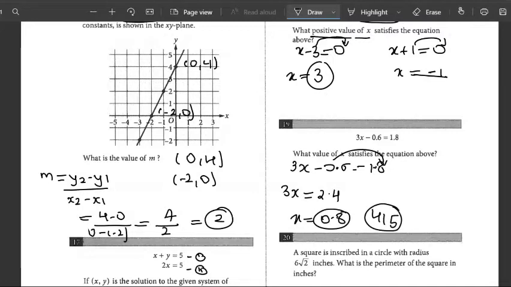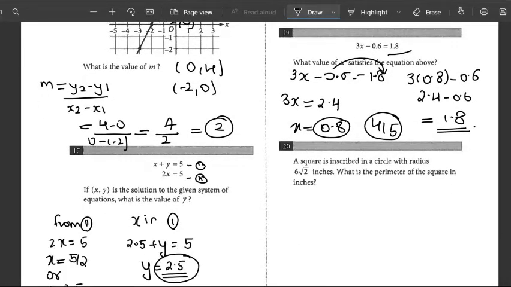Now we can check this by putting the value of x in this equation. 3 into 0.8 minus 0.6 would be 2.4 minus 0.6 equal to 1.8, which matches this, so this answer is correct. You can plug in either of them, that's fine.